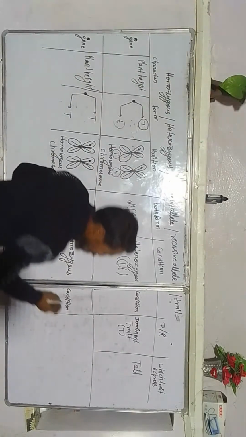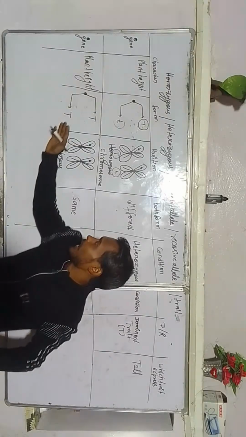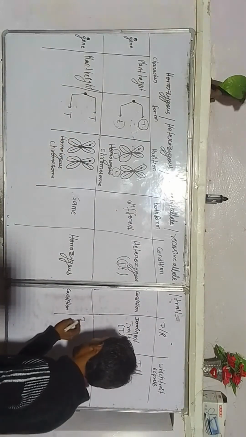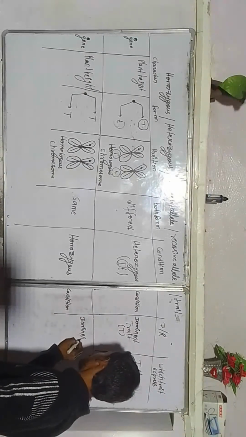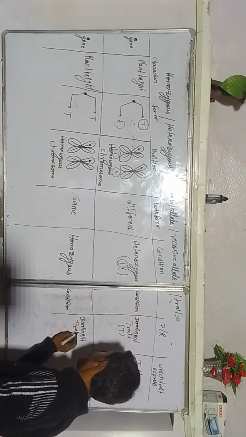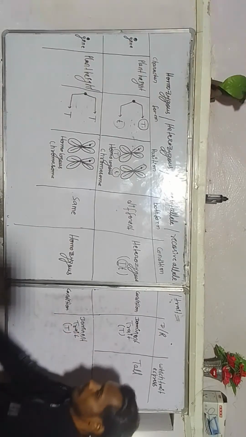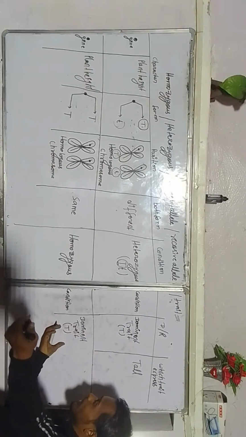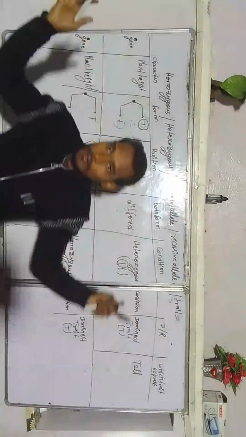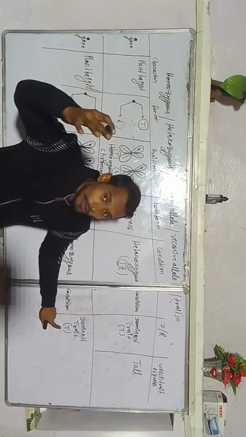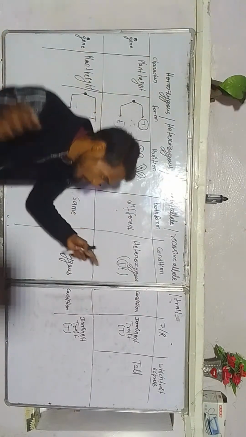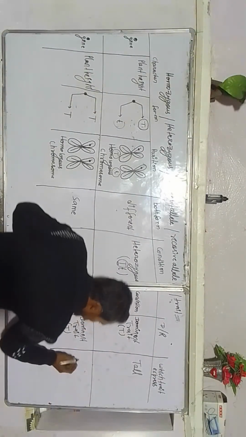So which trait expresses? We know that capital T is the dominant trait. Whenever capital T is the dominant trait, the offspring will be tall, because it is dominant. So the offspring will be tall. Which trait expresses? The tall.